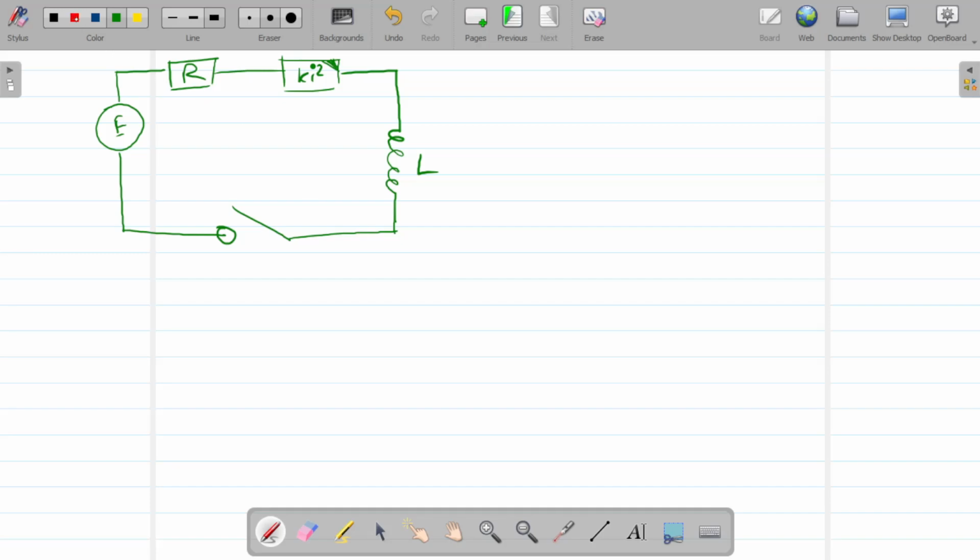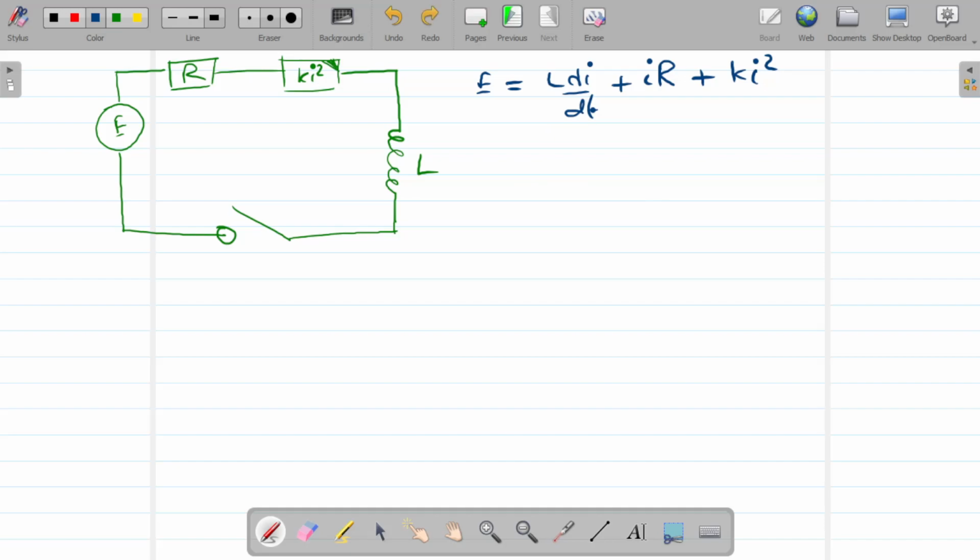Now let's use blue. So E, the total voltage, is equal to L di by dt plus the voltage of the resistor, which is I times R, plus Ki squared. So again, here we have the voltage across the inductor L, the voltage IR across the resistor, and the voltage Ki squared across the non-linear device.